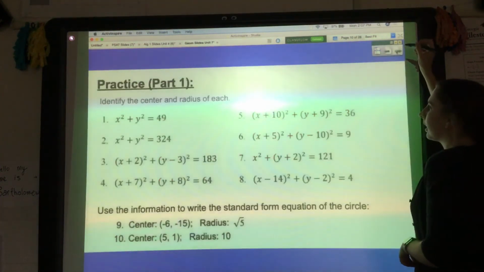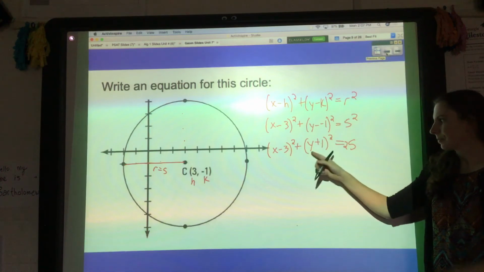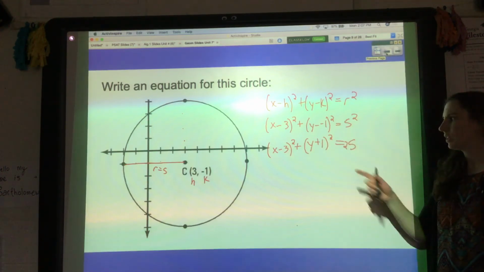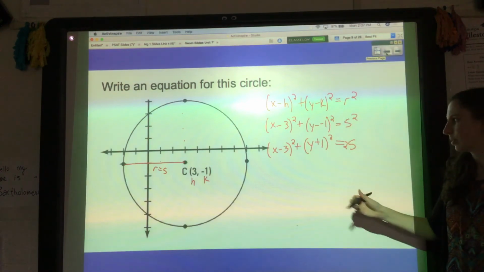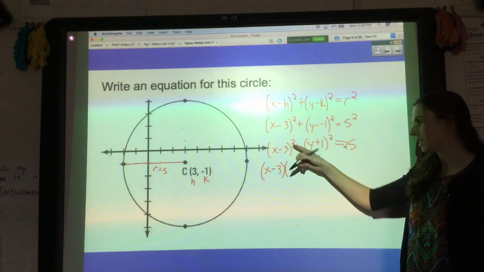Let's see if there's anything else. Just so you know, this is a pretty nice form because it tells you the center and the radius. Sometimes when you see equations for a circle, they're all multiplied out. So for example, if I actually did x minus 3 squared.